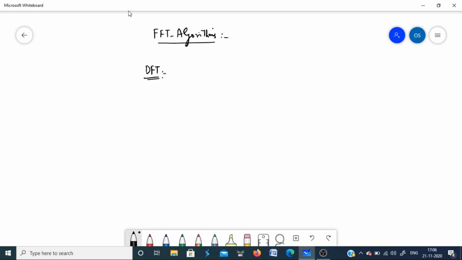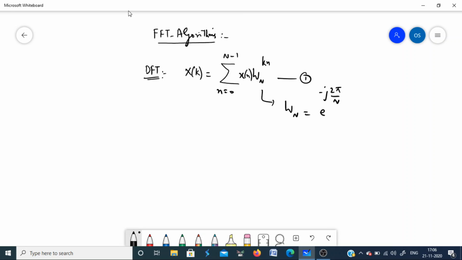and if you remember, we have defined DFT using an equation. This is the equation of DFT. Okay, and this W_N, which is called the phase factor or twiddle factor, is given by e raised to the power minus j 2 pi by N. Okay, and corresponding to this, we have another equation for IDFT.